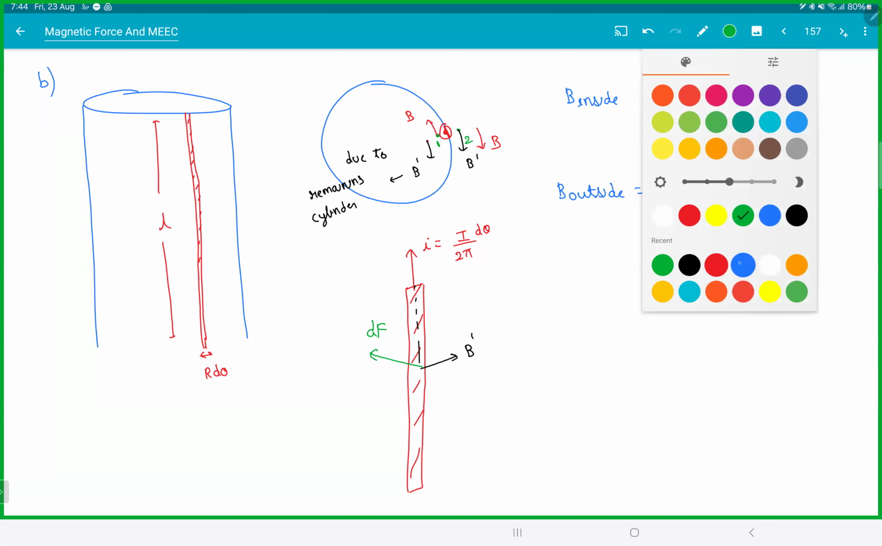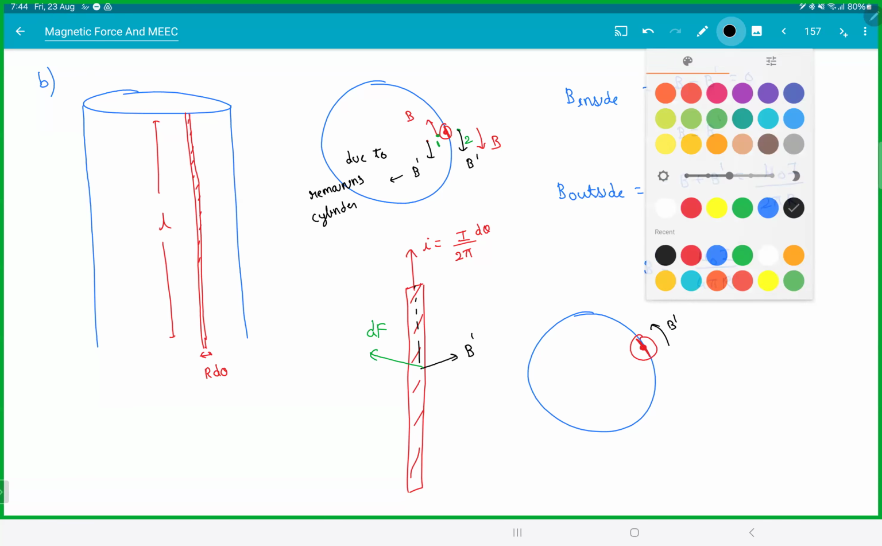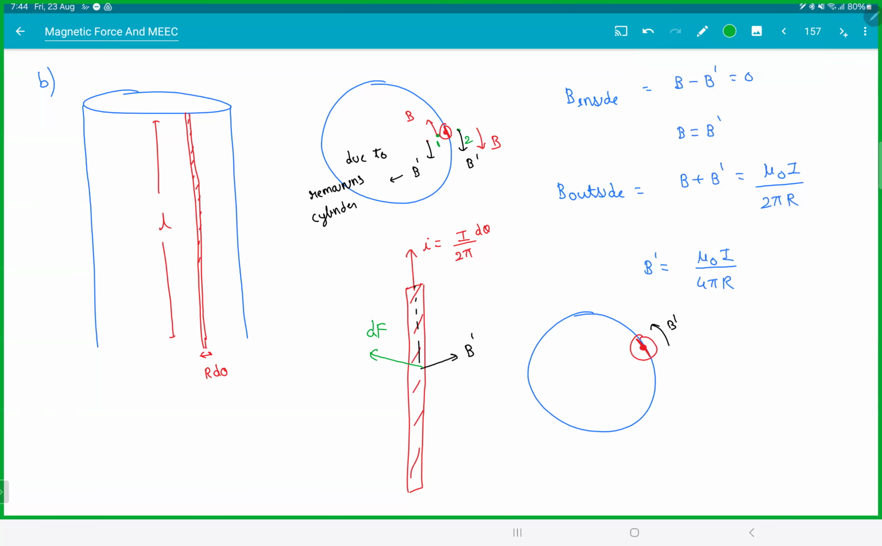So if you see the top view on that small piece here, the current is coming out. I think I took B dash reverse. Okay. Then put your hand on this thing and rotate. So this would be the force dF. This is the side view. So if you see the entire cylinder, there are a lot of forces acting inward. All the cylinders trying to compress.